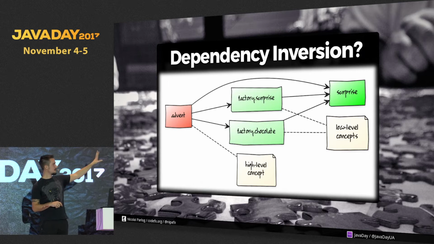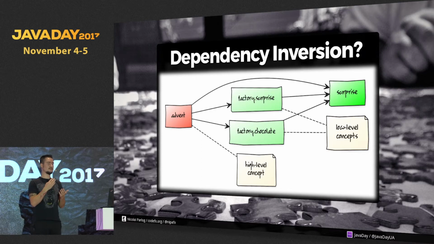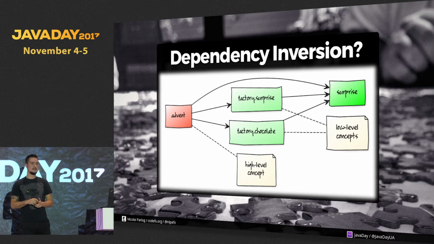I took the calendar out of here to make it a little bit smaller. But we had this use case, right? We had the advent module, which uses a surprise module, which was kind of an API. And we have the factory and the surprise and the chocolate factory, which implemented interfaces from the API module surprise. But to instantiate chocolate factory and quote factory, Advent had to require these two implementations.